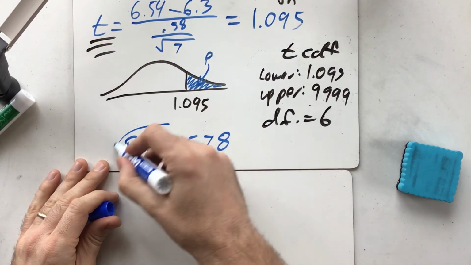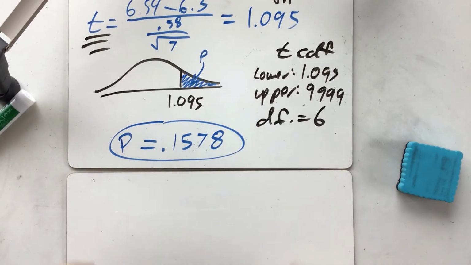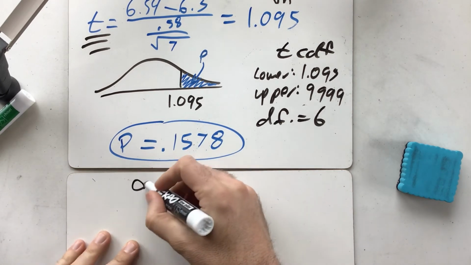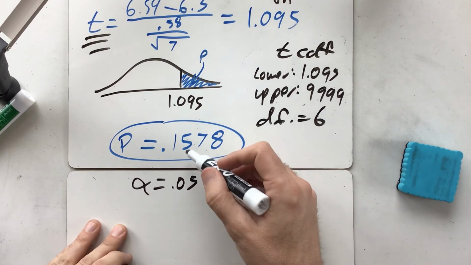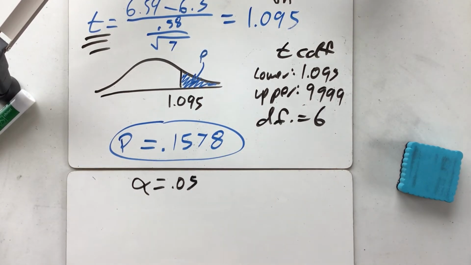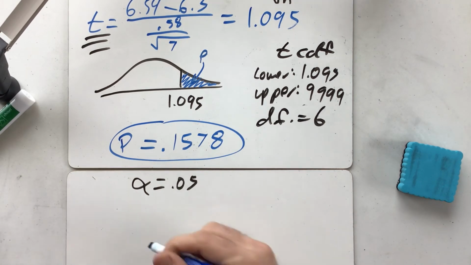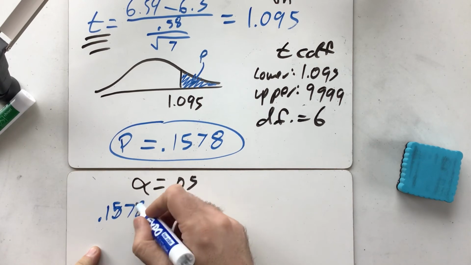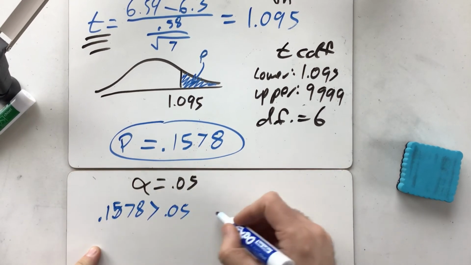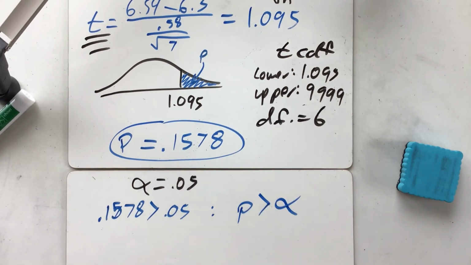And so the one last thing to do in my problem is to try to draw some sort of conclusion. So what's my conclusion? Well, I'm using alpha equal to 0.05. And so what I have to do is compare 0.05 to 0.1578. And which one's bigger? 0.1578 is bigger than the 0.05. So that means that p is bigger than alpha.